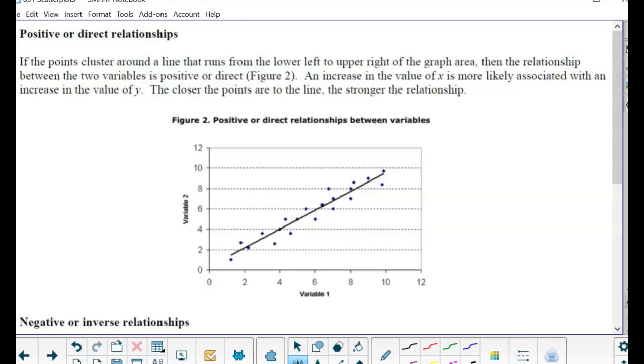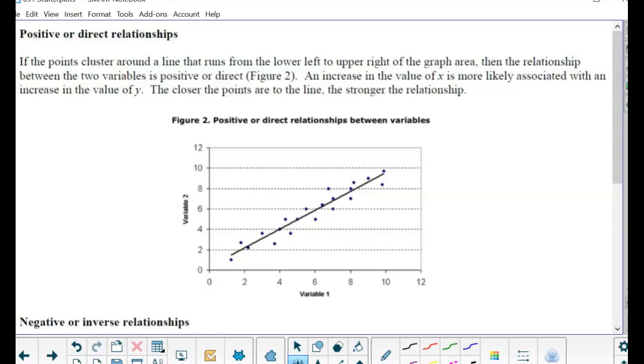Then, if we take a look at this one. If the points cluster around a line that runs from the lower left to the upper right, so the last one did as well, but it was a strong relationship, so it was really easy to see. In this case, without that line drawn, it's a little bit harder, but for sure, as variable 1 is getting bigger, variable 2 is getting bigger.